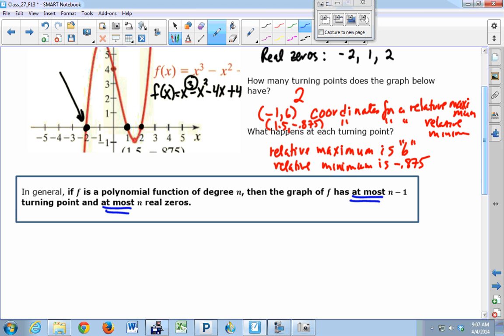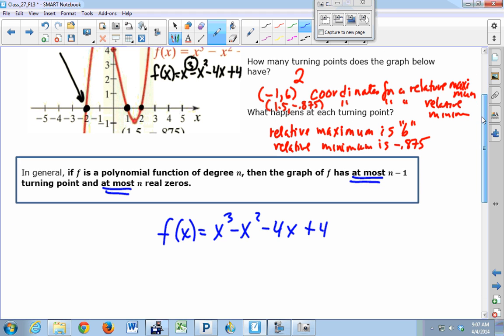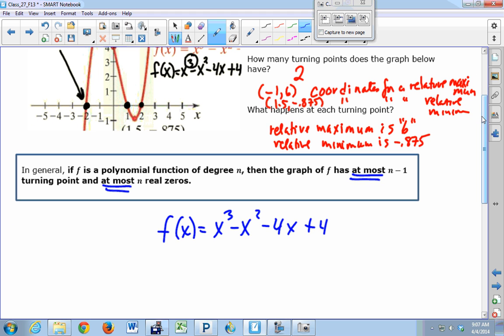So let's take a look at this function again. It was f of x equals x to the third minus x squared minus 4x plus 4. So if I just put this on your next quiz, and you didn't have your graphing calculator, and I said to you, what's the maximum number of turning points this thing can have? You would say, well, my degree is 3. So the most number of turning points I can have is n minus 1. So it's 3 minus 1, which is 2.